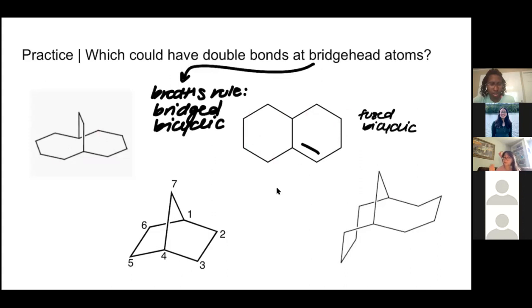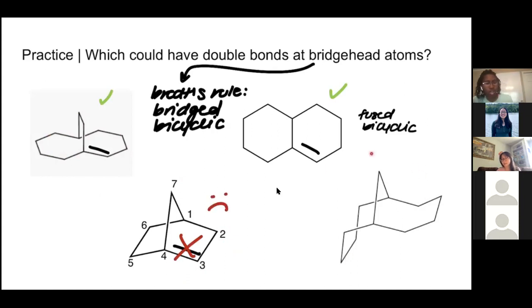Let's look at our actual bridged bicyclic compounds now. If you count all the carbons in this ring structure, you'll see it's more than 8. You can put a double bond wherever you want on a bridgehead carbon. It's good to go. Let's look at this one. This one hopefully looks familiar, we've done it a couple times now. Remember, this is only 7 carbons, so if we put this double bond here, that's going to break Bredt's rule. Be sad.